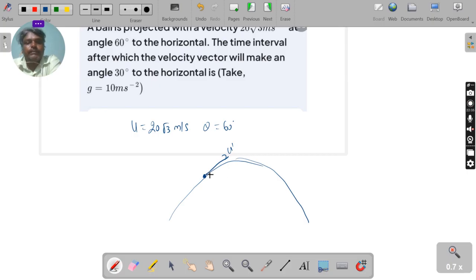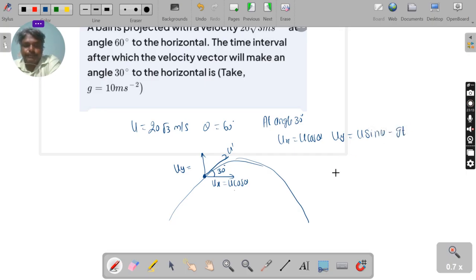Okay, this is my horizontal component. This angle is 30 degrees. This is my vertical component. We know that the horizontal component of velocity never changes, that is U cos theta. The vertical component of velocity is reduced by the factor minus gt. Writing separately, at angle 30 degrees, the horizontal component is U cos theta and the vertical component is U sin theta minus gt. Correct? Now I need to find the time.